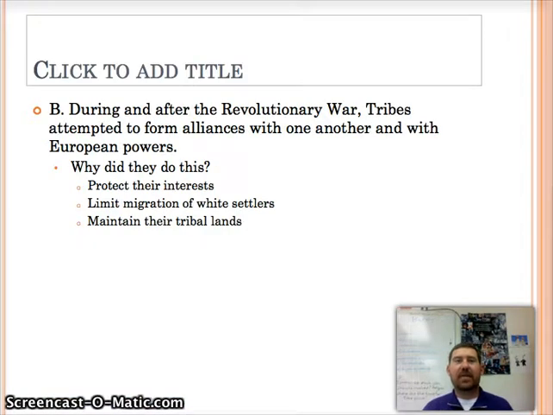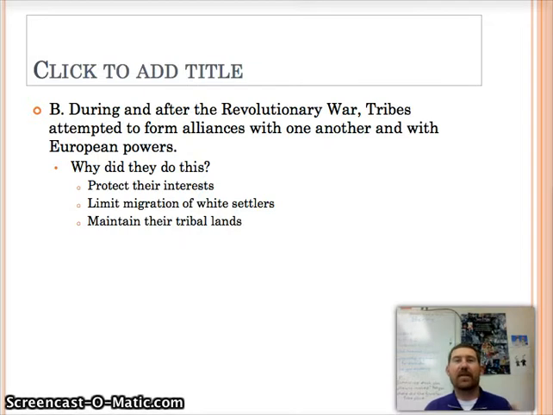Second part, or the second answer to this question, is during and after the Revolutionary War, tribes attempted to form alliances with one another and with European powers. And the main question with that would be, why did they do this? Well, it's pretty self-obvious. Number one, they want to protect their interests, be it economic or just keeping their society intact. Number two, they wanted to limit the migration of English or white settlers as they continue to move westward with the population growth and expansion. And three, maintain their tribal lands as these English settlers began to encroach on their lands. Like I said, they had to get this land from somewhere, and they were taking it from natives.